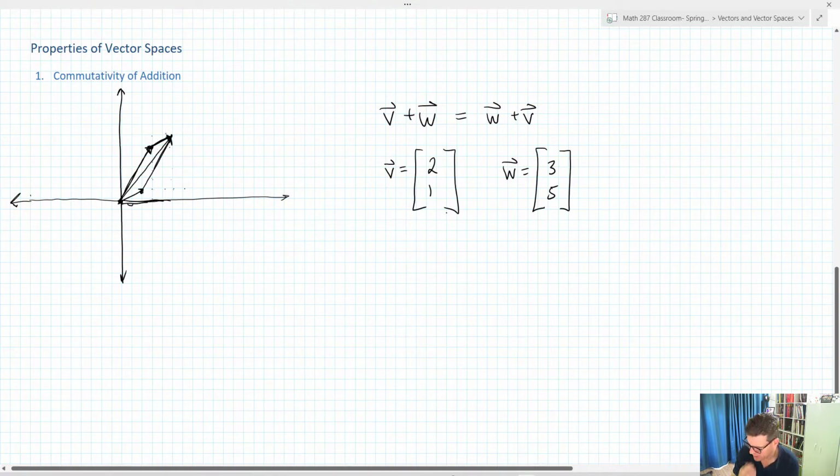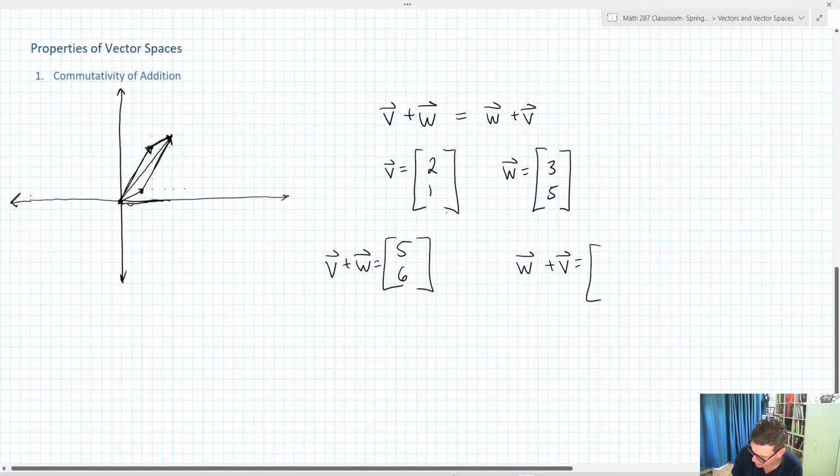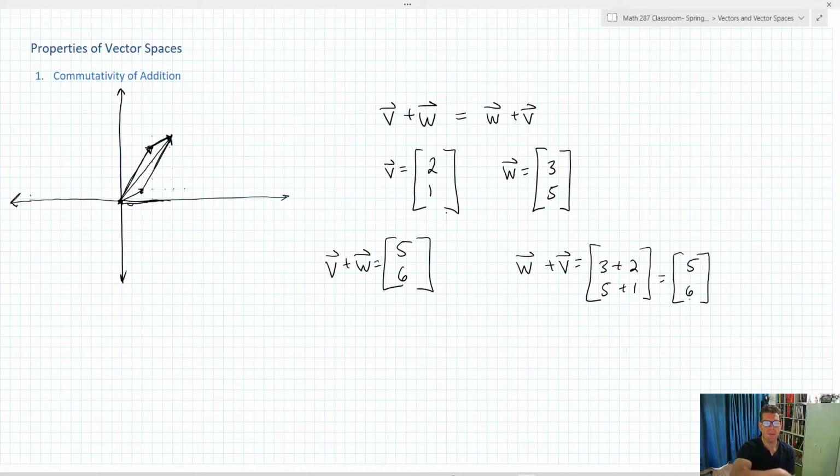And you could try it algebraically as well. (2, 1) plus (3, 5) is going to end up being (5, 6). That's V plus W. And then when we do the addition the other way, we're going to get W plus V, which is 3 plus 2 and 5 plus 1, which ends up equaling, guess what, (5, 6). So we end up getting the same value whether we go V plus W or W plus V. And that's commutativity of addition.